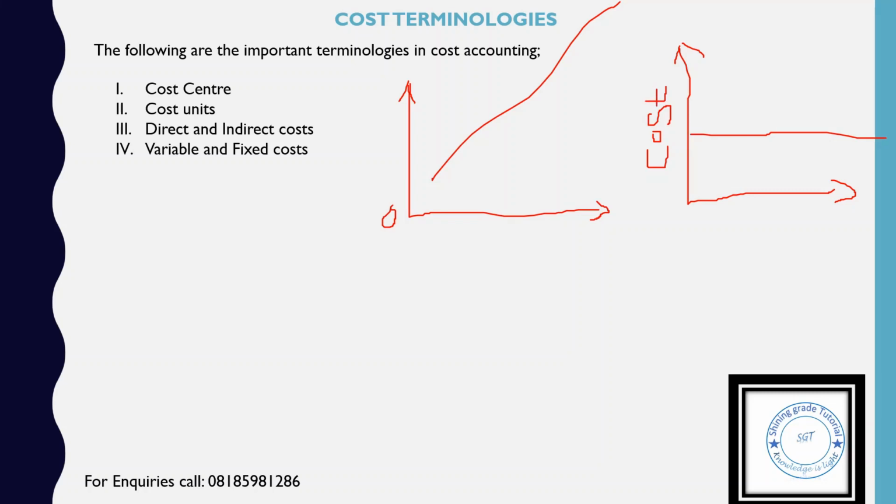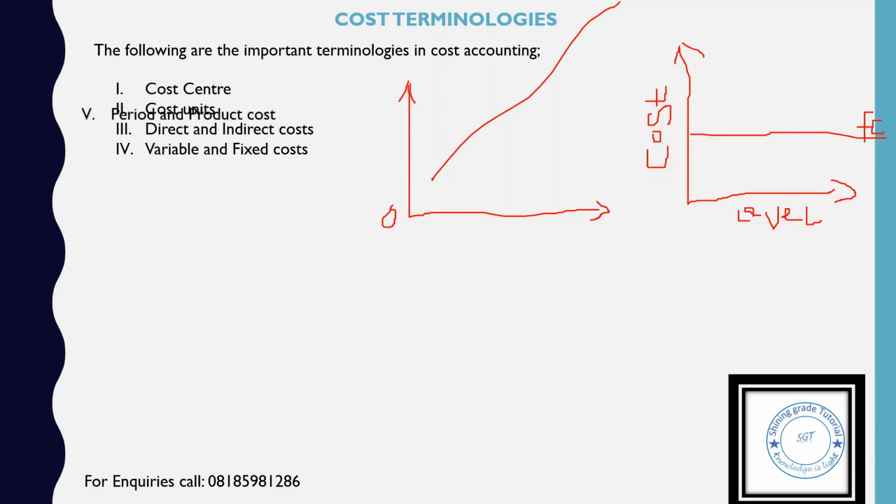So we have cost here, and we have activities level. This axis is the activities level. This is the graph for fixed cost, and the margin is the activities level. So fixed cost will always be fixed no matter the activities level at any particular time. And these are variable costs here. So these are the costs, and then this is the level of activities.